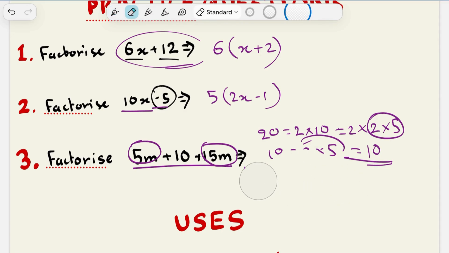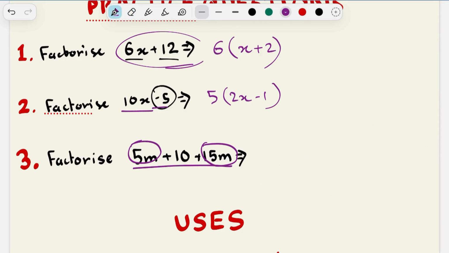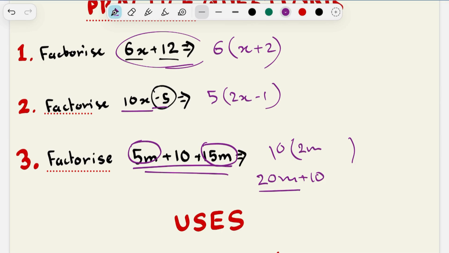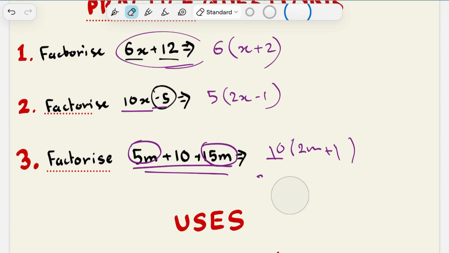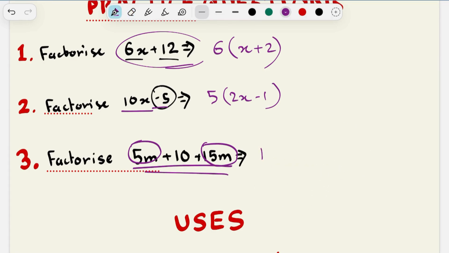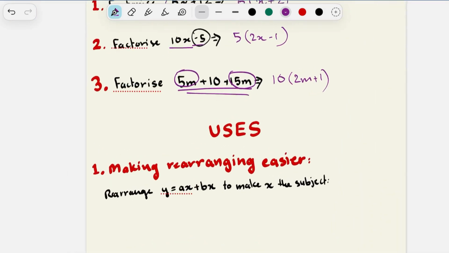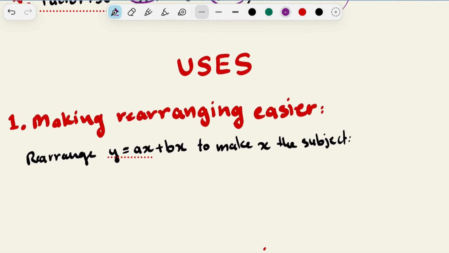Okay, so let's remember that 10 is our HCF, and then in brackets we have something. This expression turned into 20m plus 10. So now we're trying to make 20m. First, to make 20m, we need to multiply 10 by 2m. Now to make 10 from 10, we just need to multiply it by a positive 1. Remember, it's positive, so it's just going to be this. So it's 10 times 2m plus 1, which is in brackets. So we've got 10(2m + 1). This is our answer. Now let's move on to the uses of factorization.